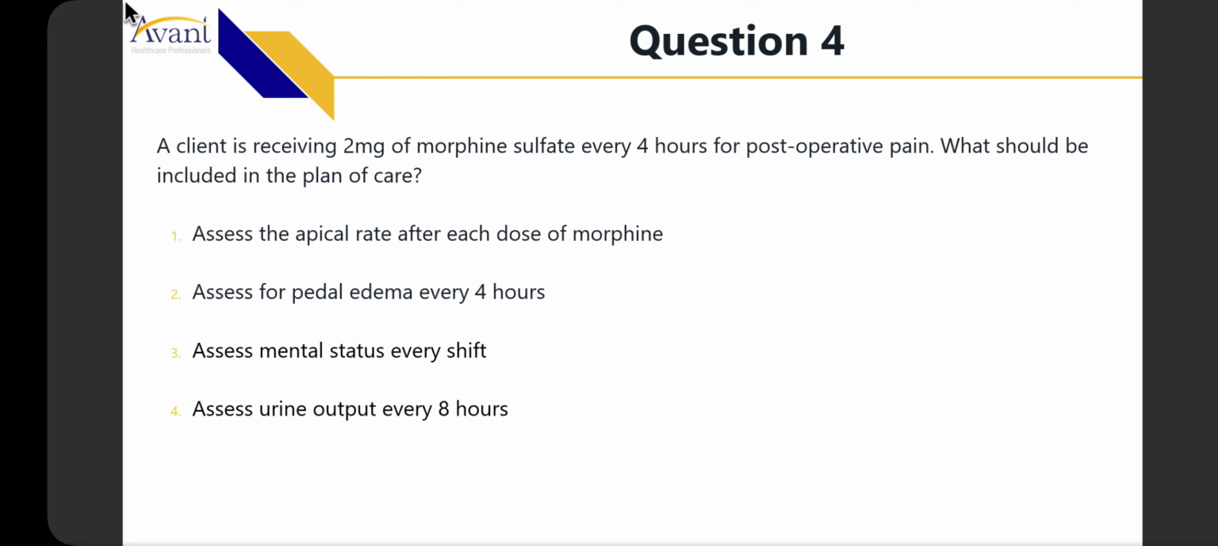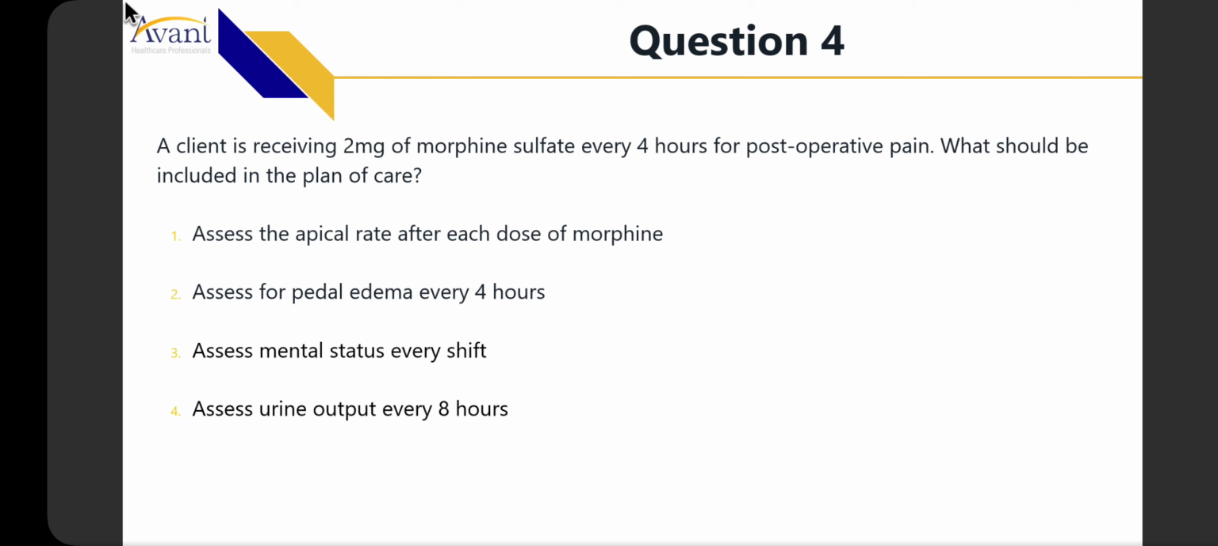So it would make sense that I would include in my plan of care to monitor the respiratory status, level of consciousness, and effectiveness of the medication on the pain. Does it relieve the pain? Does it not relieve the pain? And so forth. So that's part of the plan of care, but what else would we include? Let's take a look at this list.